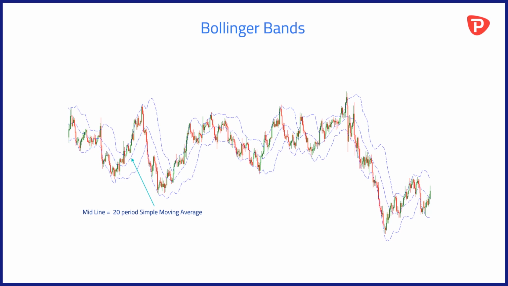The upper band is plus 2 standard deviations away from the middle line, and the lower band is minus 2 standard deviations away from the middle line. You will notice on the chart that most of the price action is contained within the upper and lower bands, and even when price does cross above or below them, it generally retreats back into the band's confinement relatively quickly.